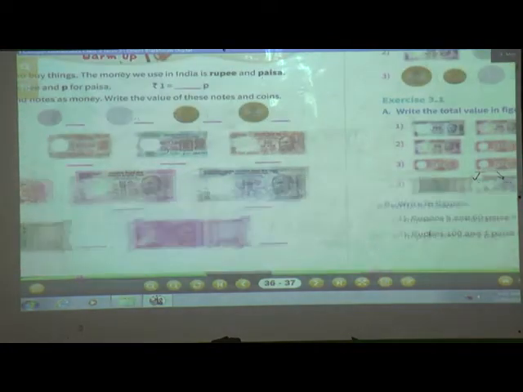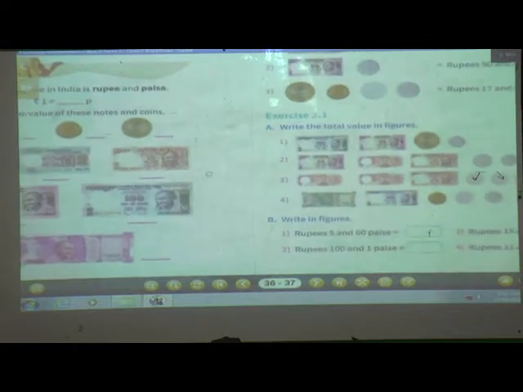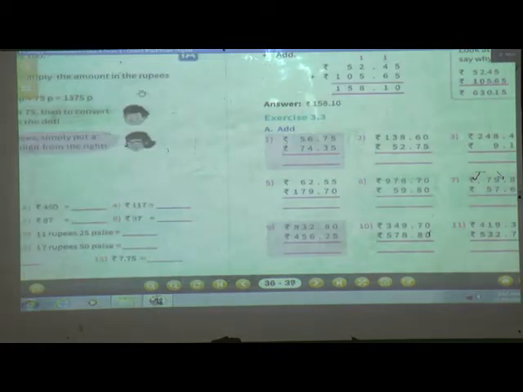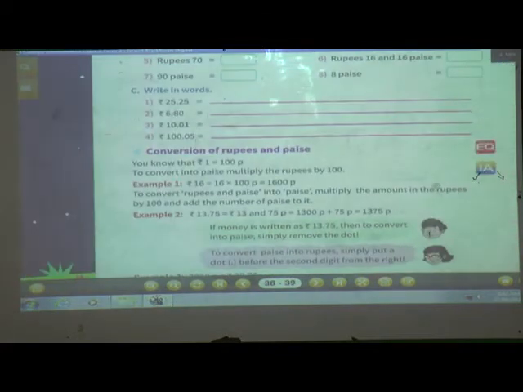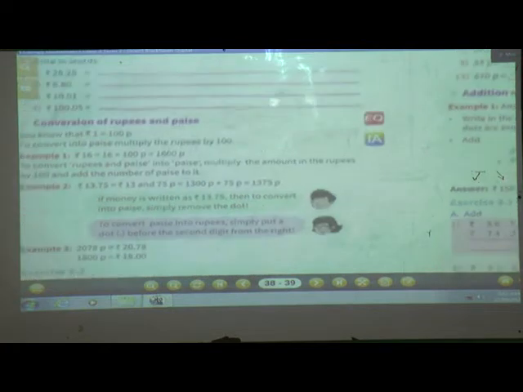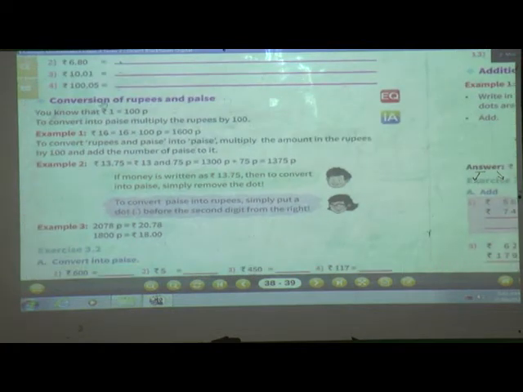Then after that we solved exercise 3.1. In that exercise we saw how to write the value in figures, and after that we saw how to write the value in words. Now today we are going to see how to convert rupees and paise. Conversion of rupees and paise. So let us see how to do the conversion.